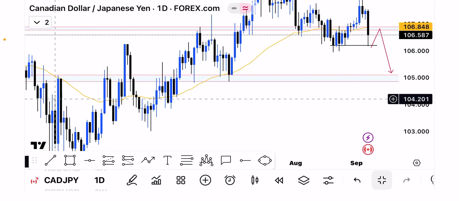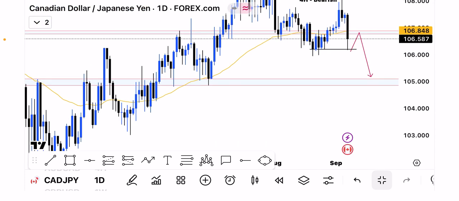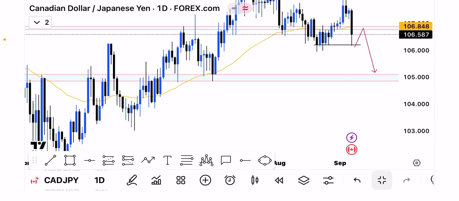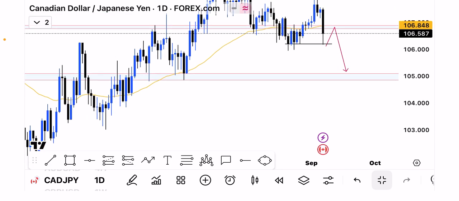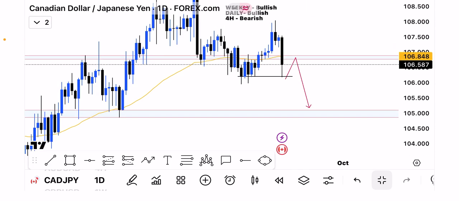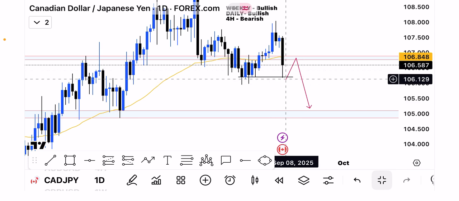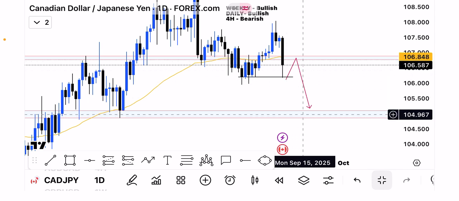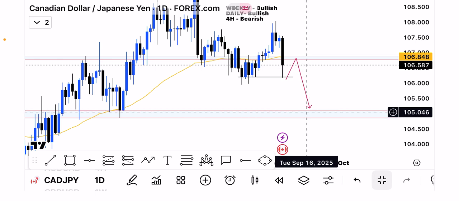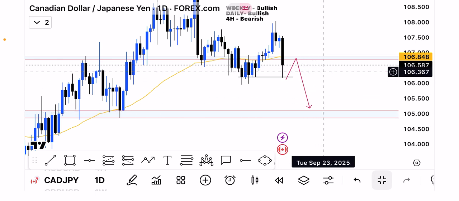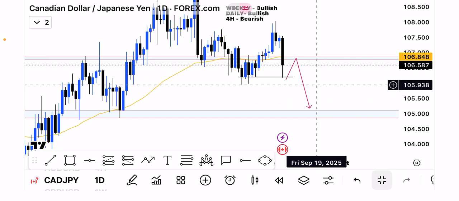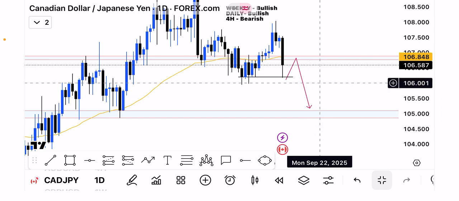So I mark all these zones to know where I'll be entering and where I'll be taking my profits. If this gives me what I want, a break here and a retest here, I'll be taking profit here, because once price gets to this place, it will surely reverse, and I don't want to be caught up in the emotional swing and the drawdown also.